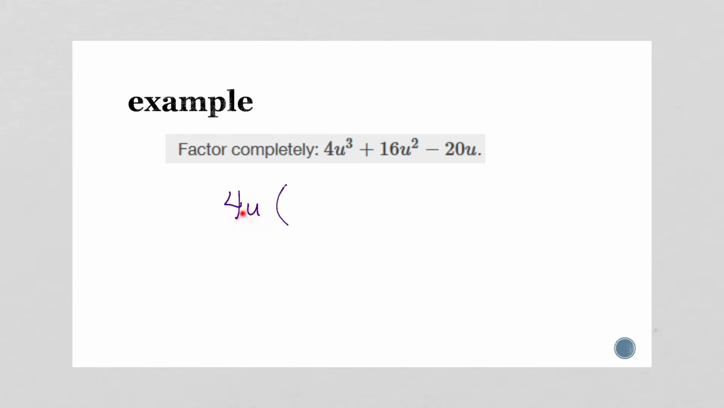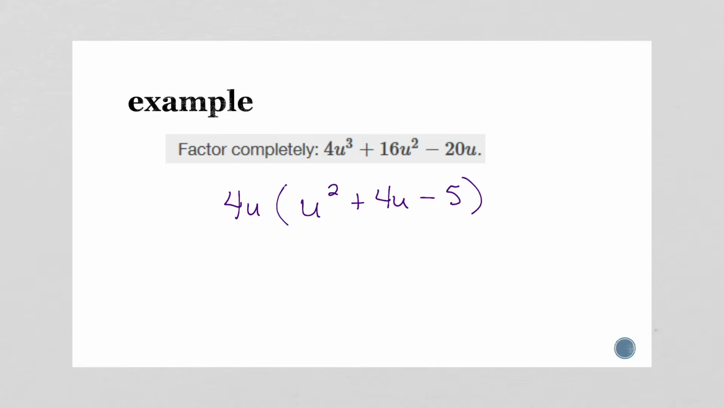And what times 4u would give me 4u to the third power? Well, that's u squared. What times 4u would give me 16u squared plus 4u? And what times 4u would give you minus 20u? And that's a minus 5, okay?